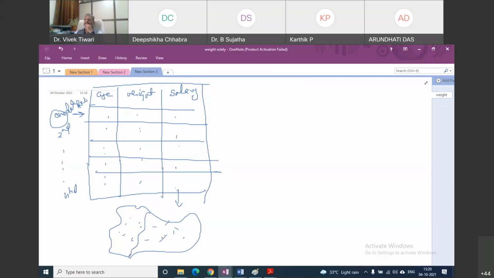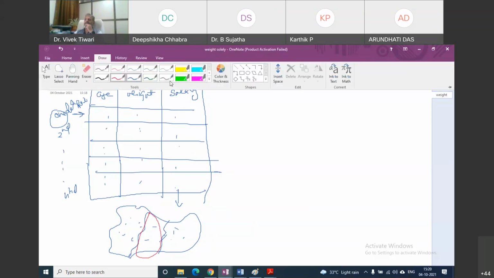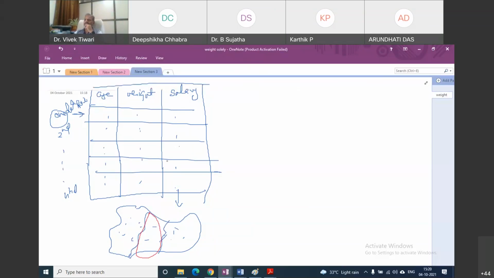Suppose you have created two or three clusters. This is one cluster, this is another cluster, and this is the third cluster. Suppose three clusters we have created: this is C1, this is C2, this is C3. What actually happens once the training process is over is that it creates a new column. That's why we have written over there that a new feature has been created. It is called cluster.